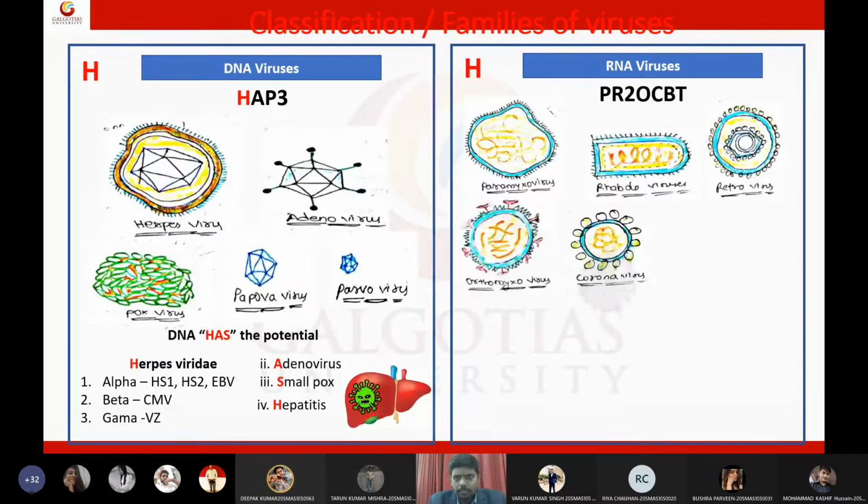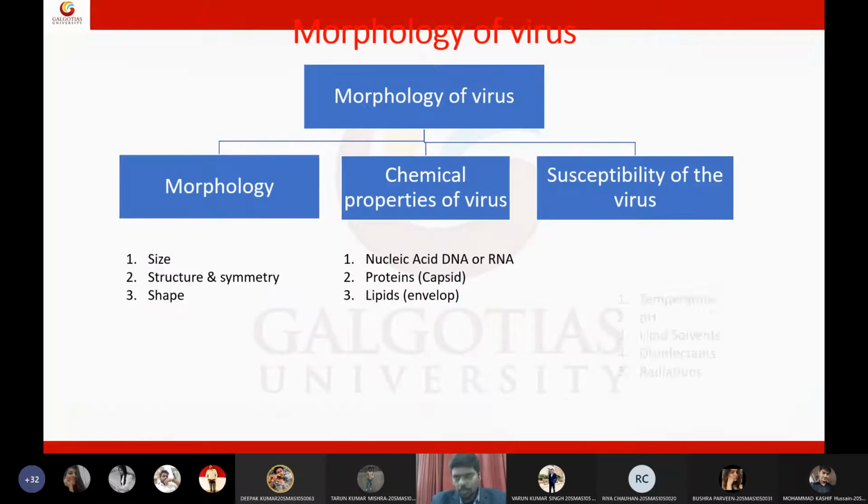Viral morphology. In the morphology of virus, we have three important things. First, we will discuss its morphology. Then its chemical properties, and its susceptibility factors, like how much temperature the virus can withstand, how much pH the virus can withstand, and what lipid solvents can be used to kill it or if the virus is resistant. Those things we will discuss.